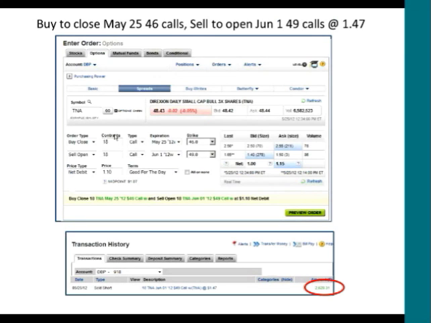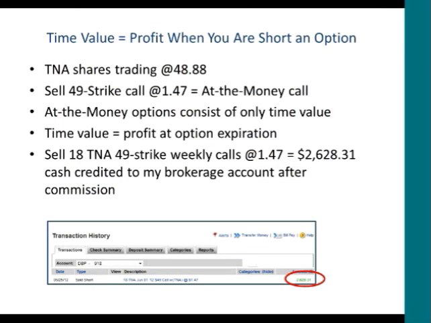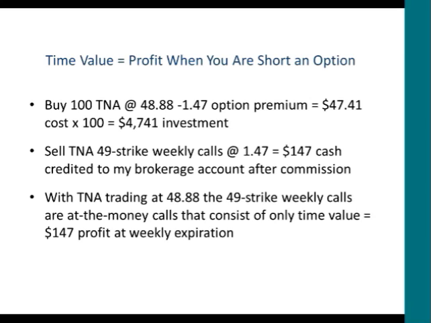I'll roll over the calls, and I just keep the ETF stock in my account. So I use these rollovers each week. And if you were to initiate a new covered call with the TNA trading at 48.88 minus the 147 you received in the option premium, so if you were trading 100 shares of TNA and you sold this call, you'd have a total investment of $4,741.